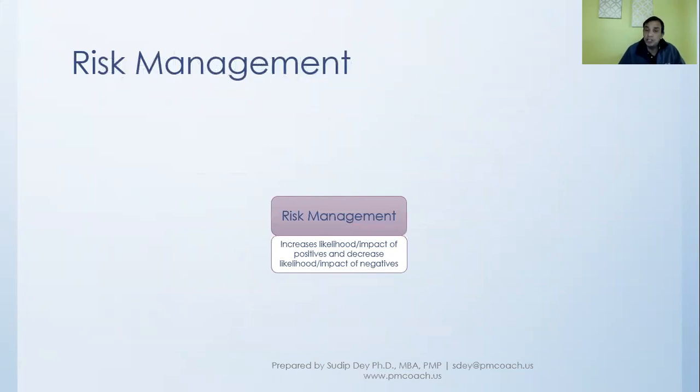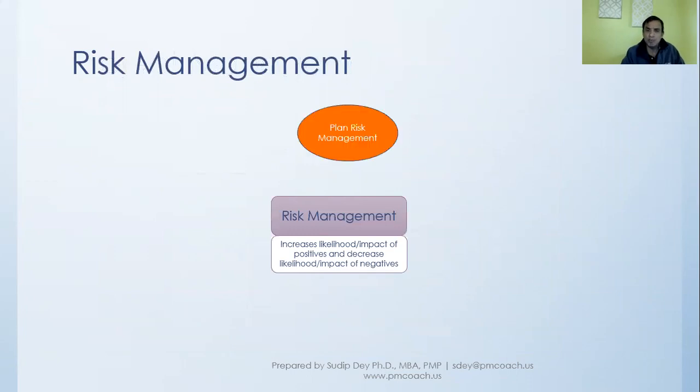Another objective is, if we see there is a negative risk on the horizon, then our effort through the risk management process is to decrease the likelihood of it happening and decrease the impact of that particular negative risk. So this is what we'll be dealing with in risk management.